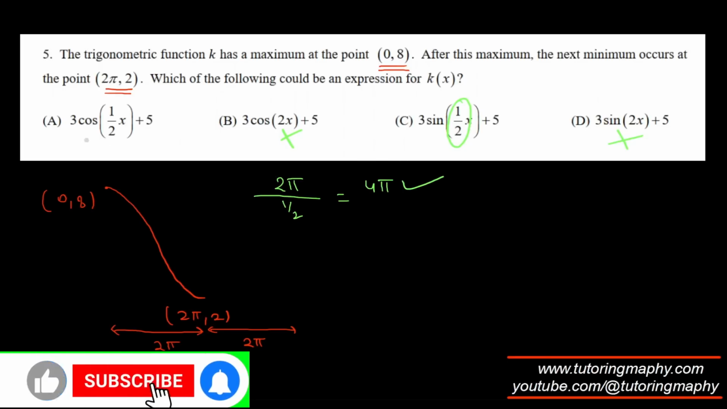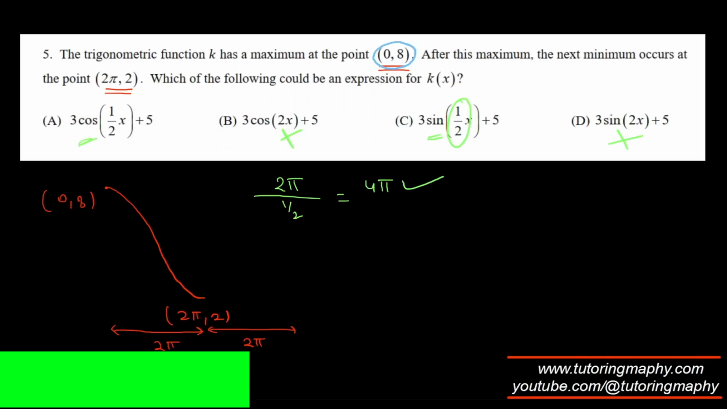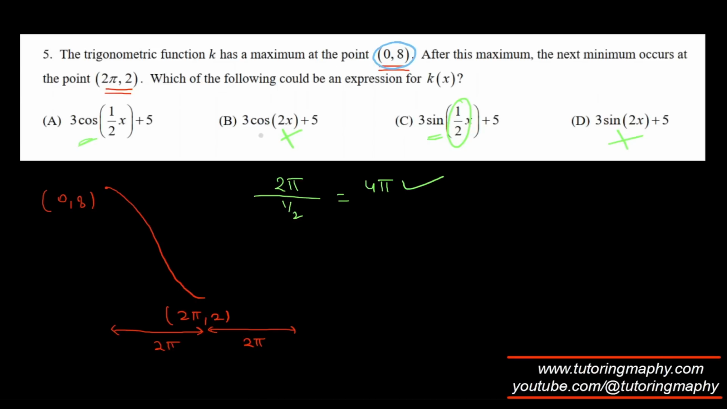Now they're saying that this has to be either a cosine function or a sine function. So as simple as that: just put x as 0 and see which one is giving you 8. If I put x as 0 over here, what is cos 0? Cos 0 is 1. 1 times 3 is 3, 3 plus 5 is 8. So yes, I'm getting (0, 8). But here if I put 0, sine 0 is 0, 3 times 0 is 0, 0 plus 5 is 5. So I'm not getting (0, 8). So it has to be option A.